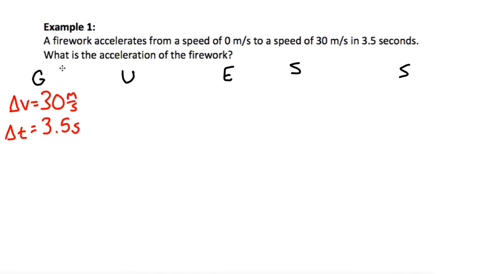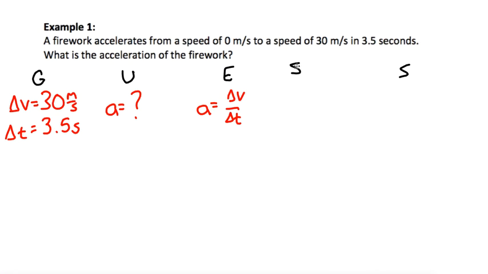U stands for unknown. What is the acceleration of the firework? So I'm just going to put an A for acceleration and list that we don't know what that is. That's our unknown. E stands for equation. What equation are you going to use to find your unknown? Well, we have an equation for acceleration. The equation is delta V divided by delta T.